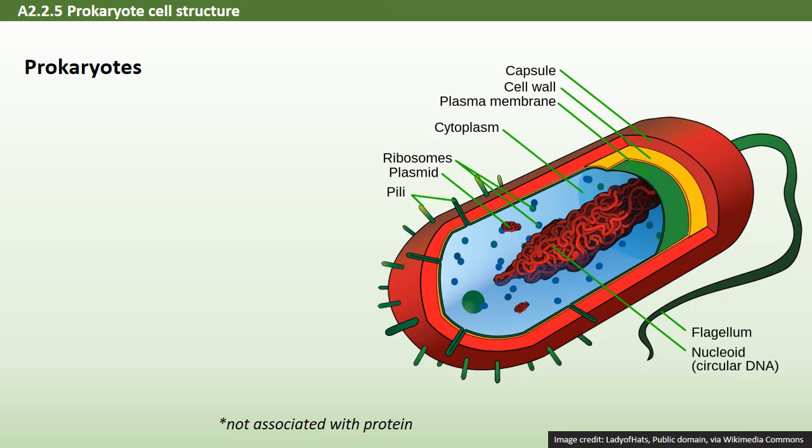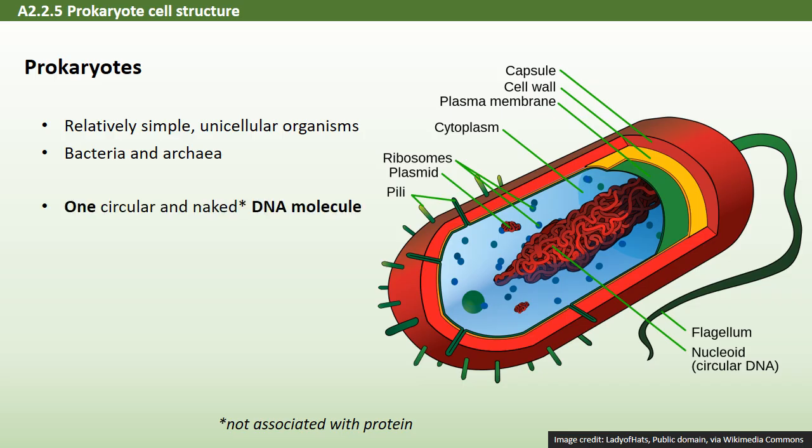Let's have a look now at the simplest cells, prokaryotes, always unicellular. The bacteria and the archaea are prokaryotes. And they have one circular and naked DNA molecule. Naked means not associated with protein. They also have a nucleoid. It's not a real nucleus. It doesn't have a membrane around it. It's more like a region where the DNA is located.